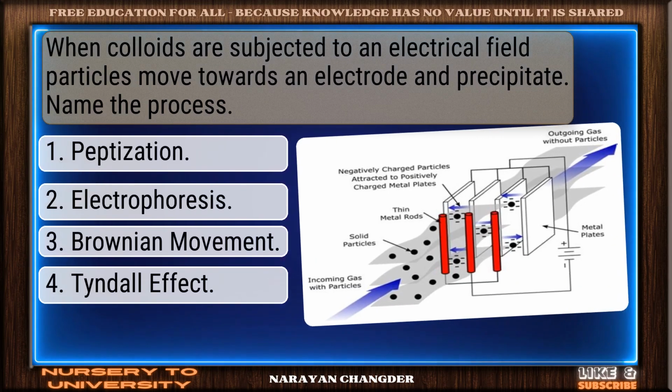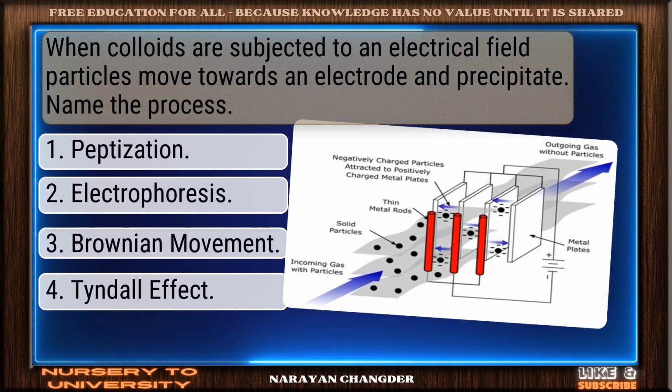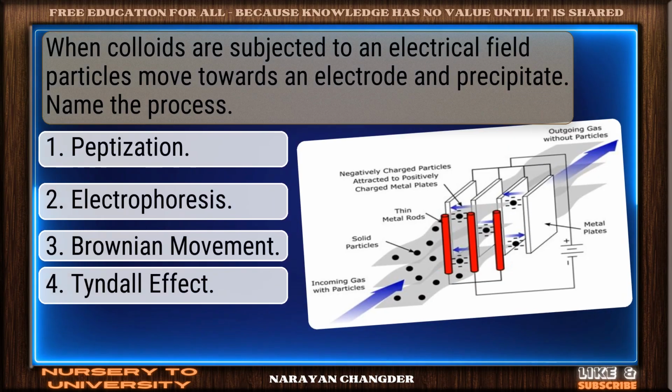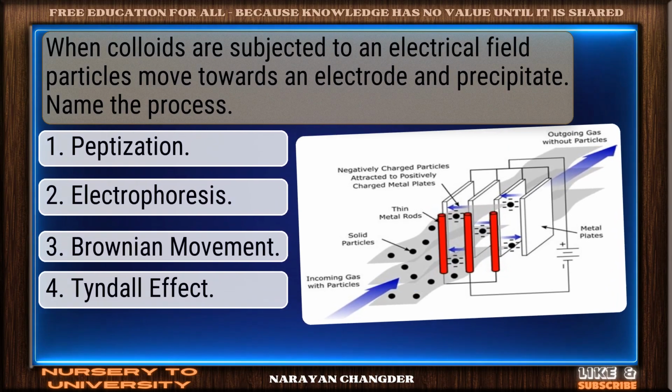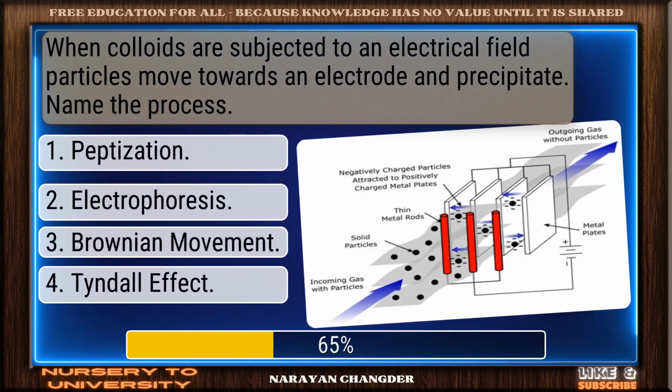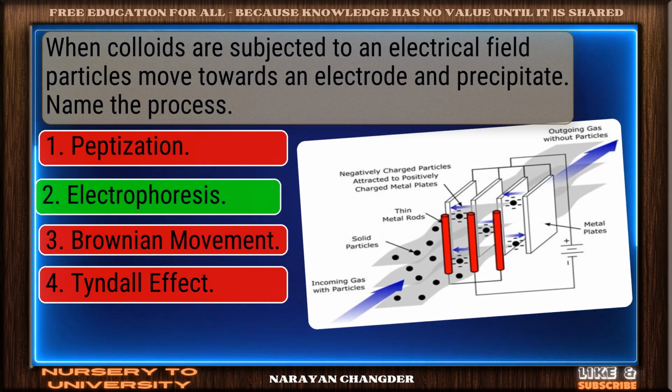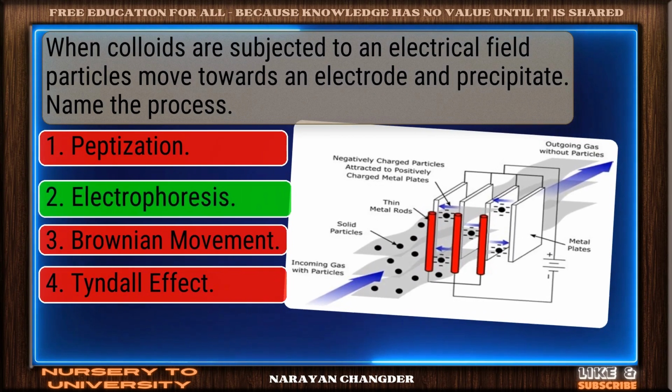Question number 24. When colloids are subjected to an electrical field, particles move towards an electrode and precipitate. Name the process. You got it. Your choice, electrophoresis, is right.